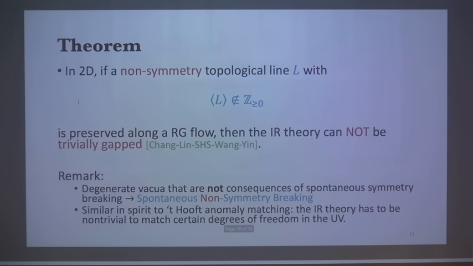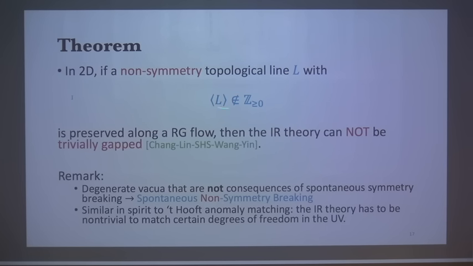So now let's move back to the theorem. In 2 dimensions, if a non-symmetry topological line L, whose VAF is not a non-negative integer, is preserved along an RG flow, then the IR theory cannot be trivially gapped. This is the property that I was referring to earlier. There are several remarks that are in order. First, we assume the UV CFT has a unique vacuum. Therefore, we can define the VAF unambiguously.